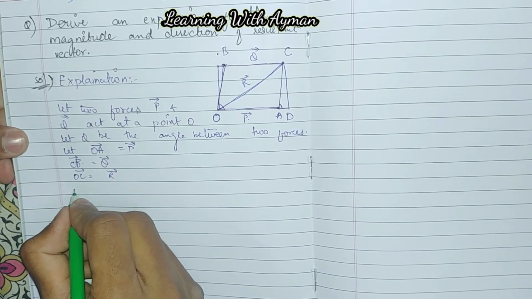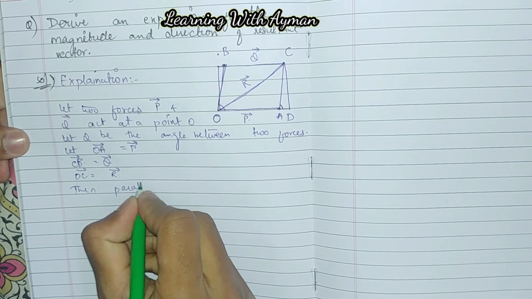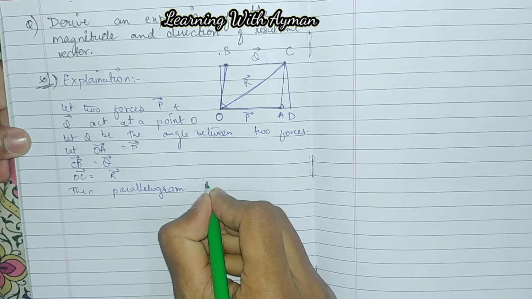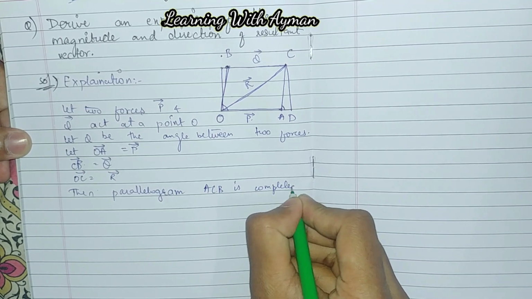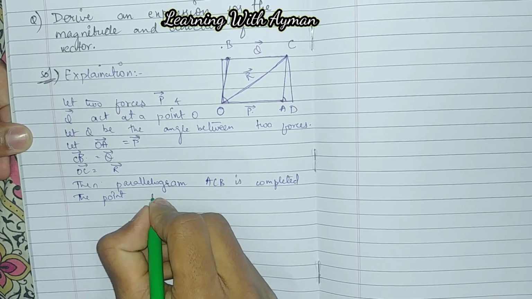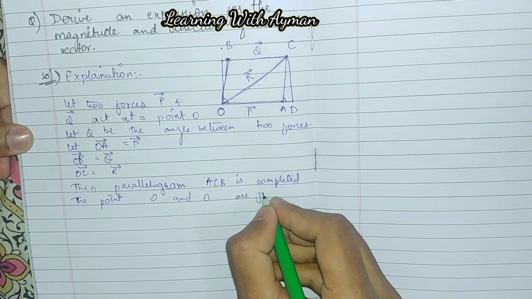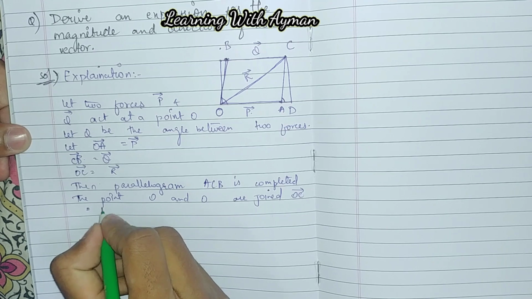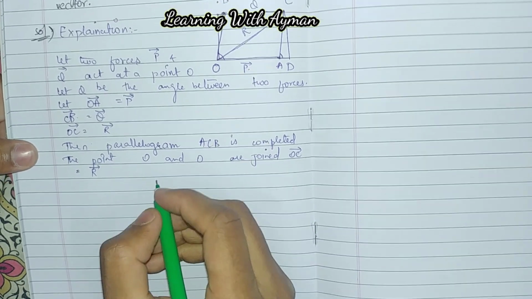Then the parallelogram OACB is completed. The points O and C are joined. OC is equal to R. So first we have to explain the magnitude of the resultant.